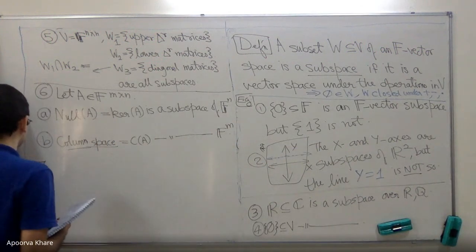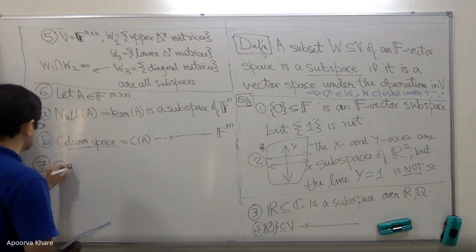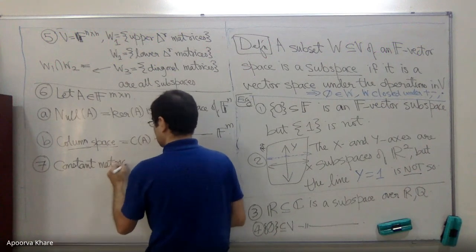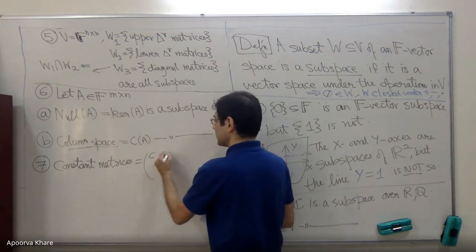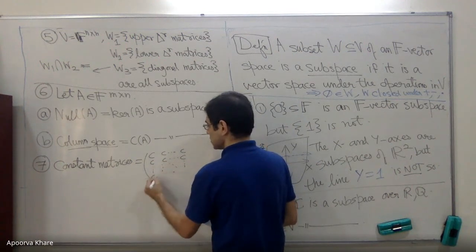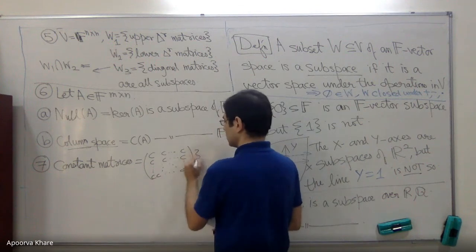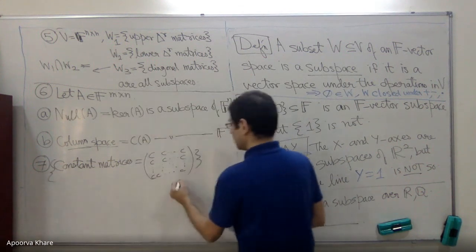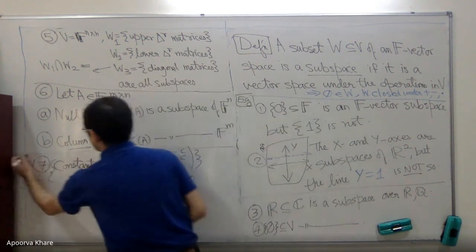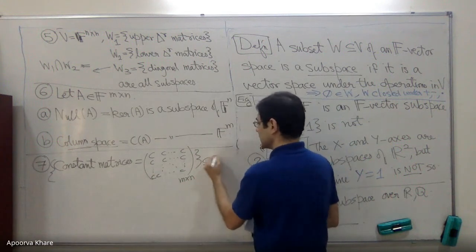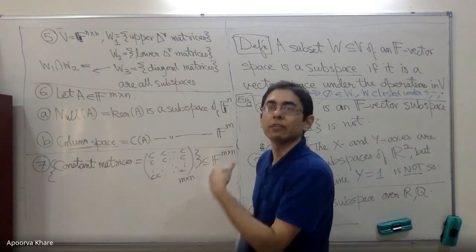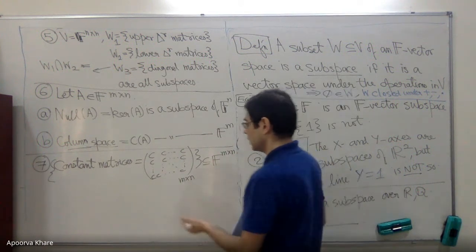So let's say the set of constant matrices. What does constant matrices mean? It means every entry is equal. And here I don't need to take them to be square. I can take any rectangular matrix, contained in F to the n cross n. Because if you take a scalar multiple of a constant matrix, it's still constant. If you take a sum of two constant matrices, it's constant, and so on. So this is a subspace.